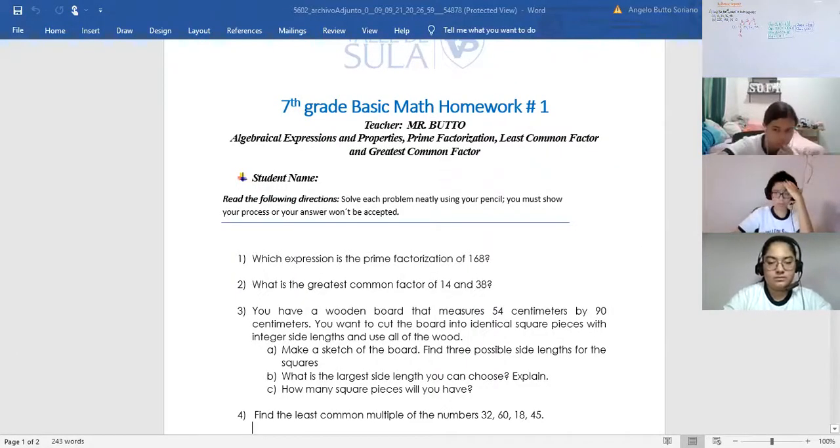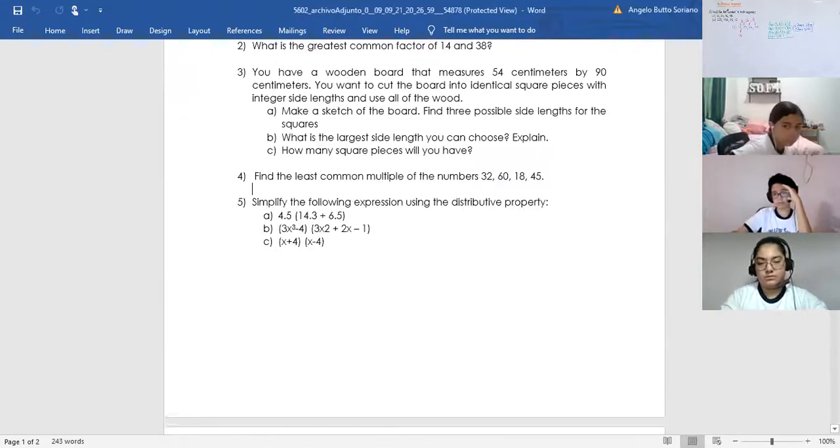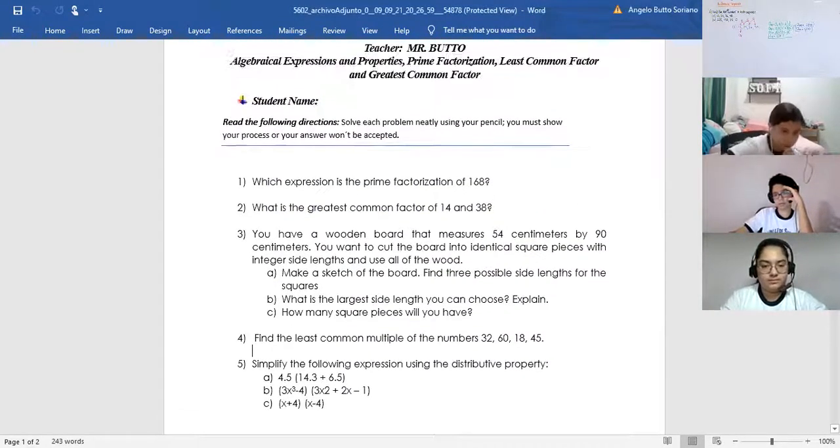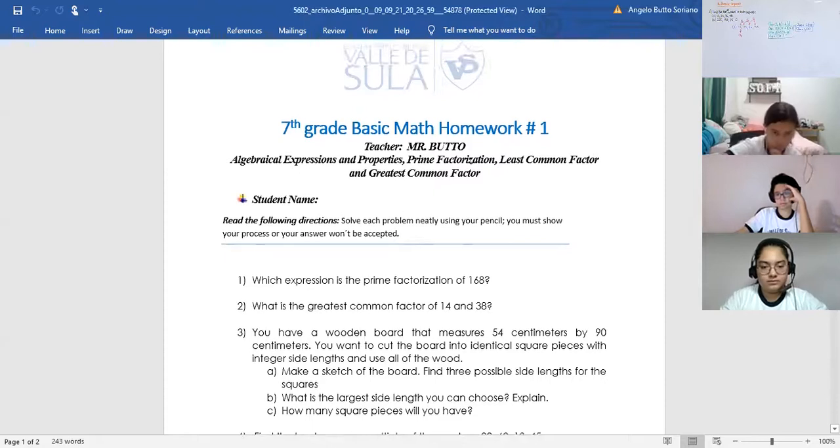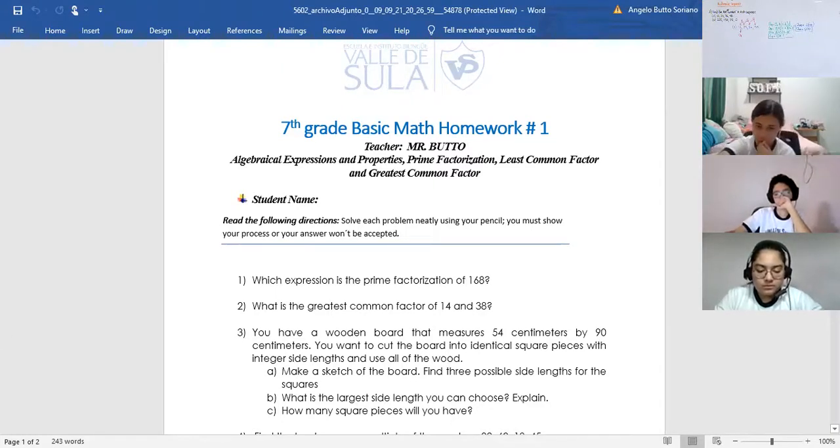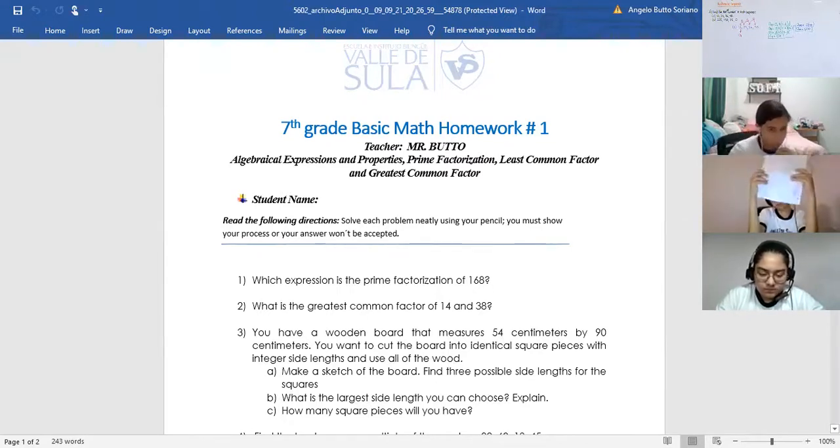Yes. Well, and we have 5 questions. No, 6 questions. One of them: which expression is the prime factorization of 180? You know, for prime factorization you divide by 2, divide by 3. You know what they have to do. In the second one, I ask you what is the greatest common factor of 14 and 38.